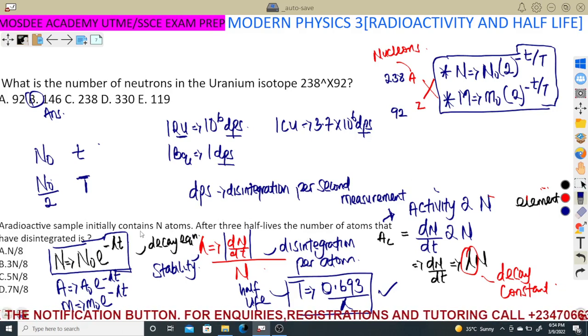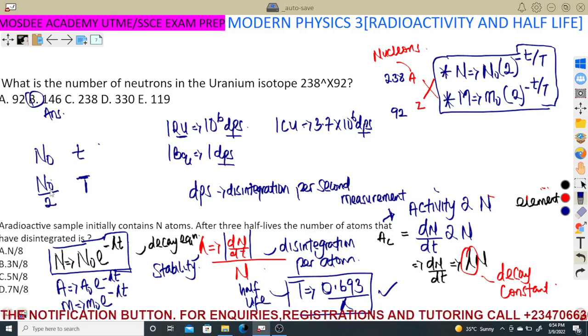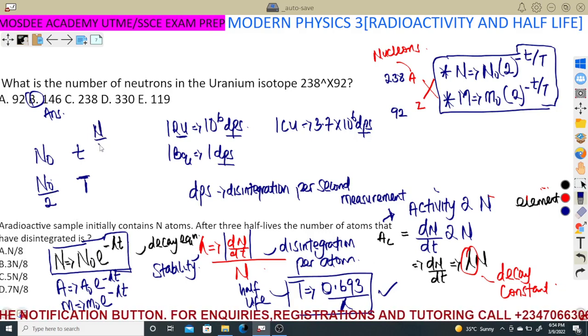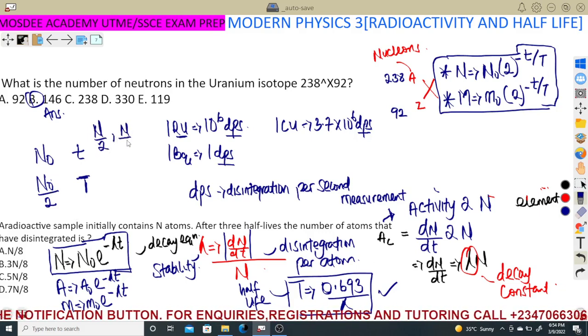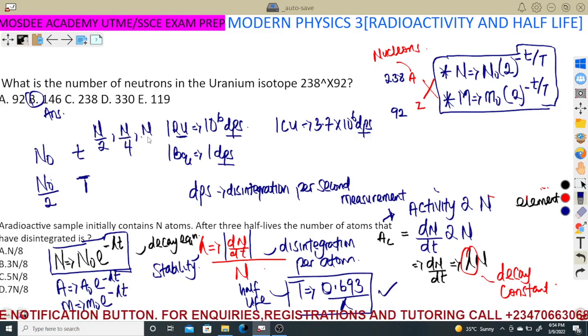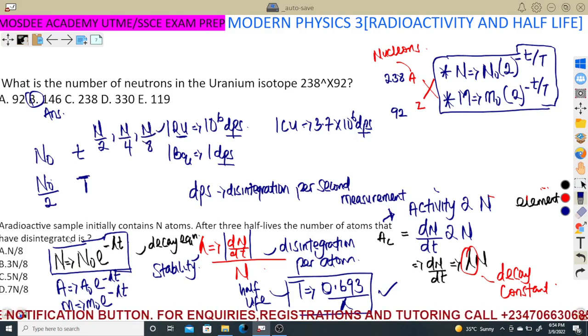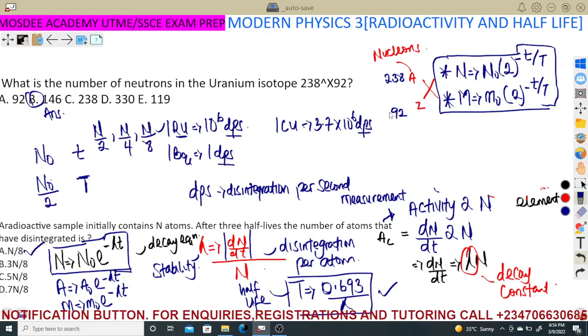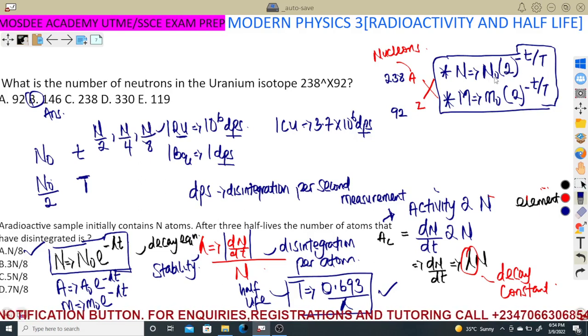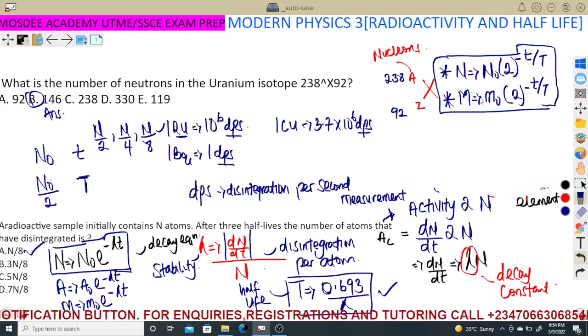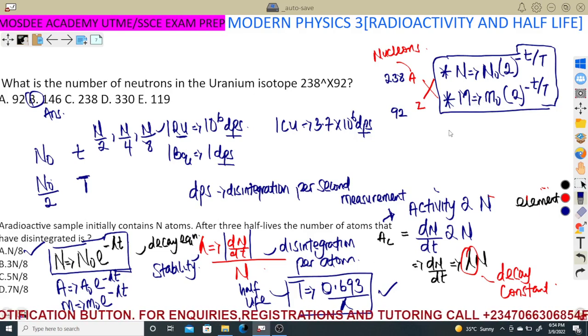Now, it's a simple question. The answer is what? We said it was 3 half-lives. The first half-life is N by 2. The second half-life is N by 4. The third half-life is N by 8, which is the answer to the question. So after 3 half-lives, it will be N by 8. If you want to use the formula, you can also use it. It doesn't change anything.